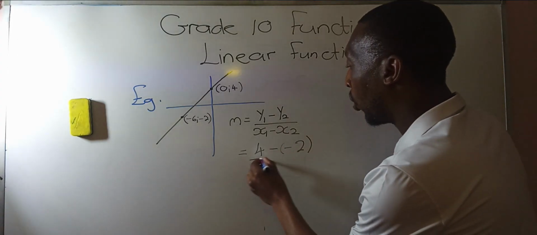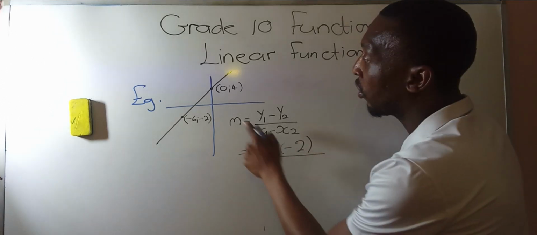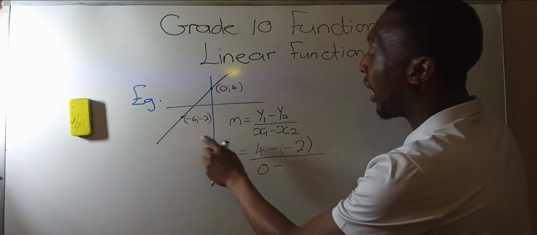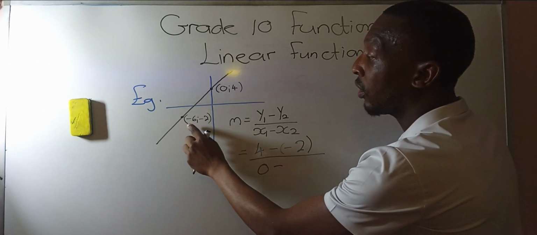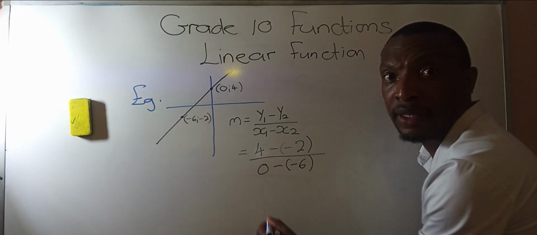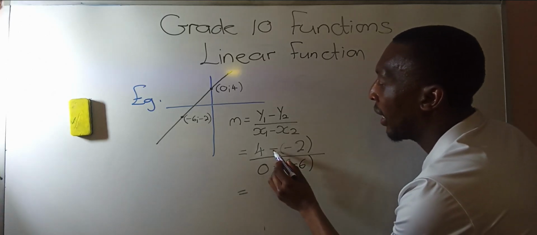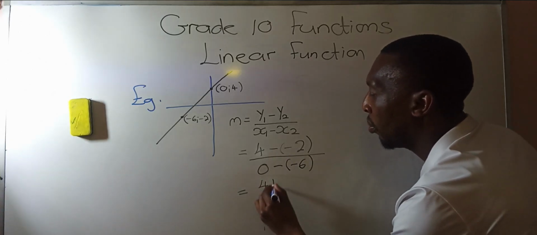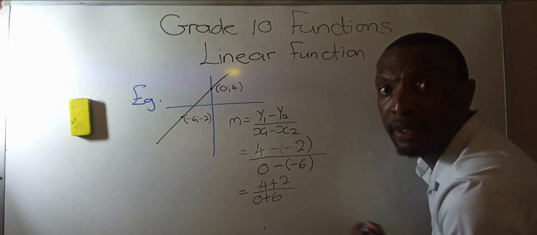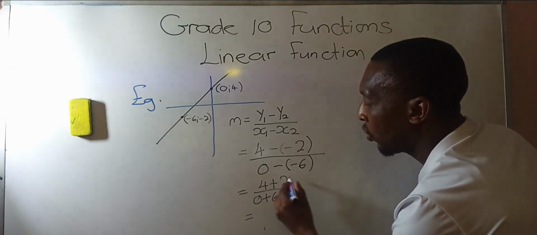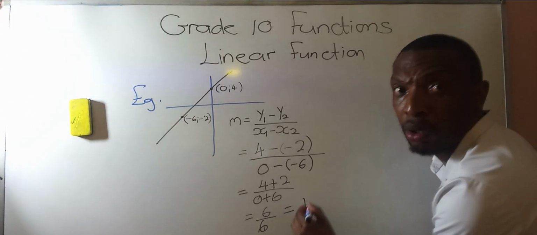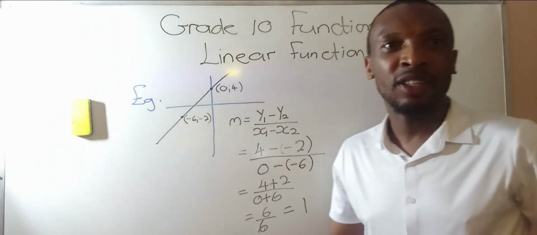Okay? All over. The x coordinate of point 1 is 0 minus the x coordinate of point 2, which is -6. So it's 0 minus -6. And then what do we do? The minus and the minus become a plus, so it's going to be 4 plus 2, and that's going to be a plus again, right? So this will simply be equal to 6 over 6, okay, which is equal to 1. So the gradient of this line is 1.